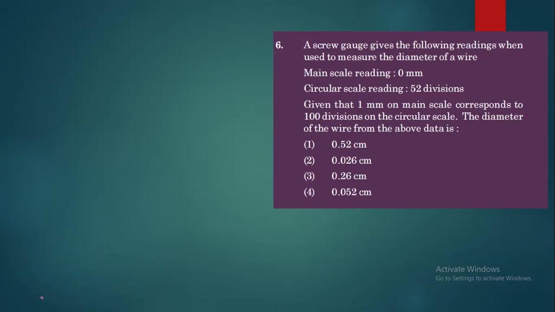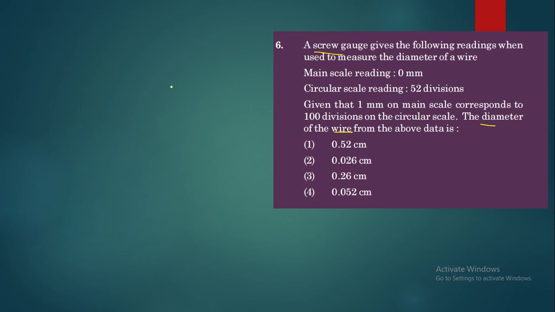Hello everyone, let's continue our discussion. From the last part, we are discussing the NEET 2021 question paper. Here in this question, a screw gauge is given, and with the help of this screw gauge, we are supposed to measure the diameter of a wire.